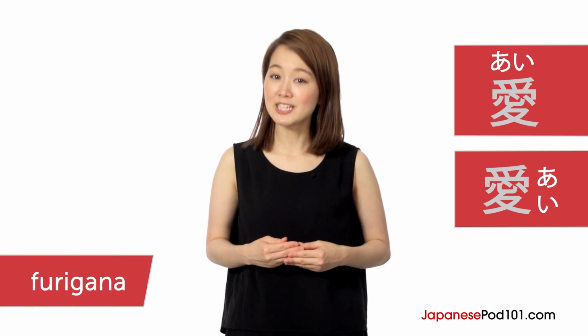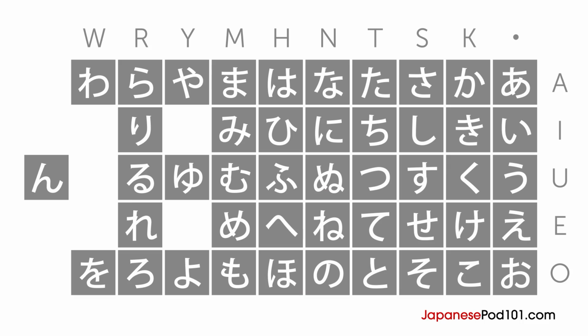Great job! Do you remember when I said hiragana characters are used to spell out the pronunciation of a kanji? They are placed above or beside a kanji and written smaller. This use of hiragana is called furigana. Okay, let's wrap up this lesson by recapping what you've learned. In this lesson, you've learned the 5 hiragana vowels. A, I, U, E, and O.